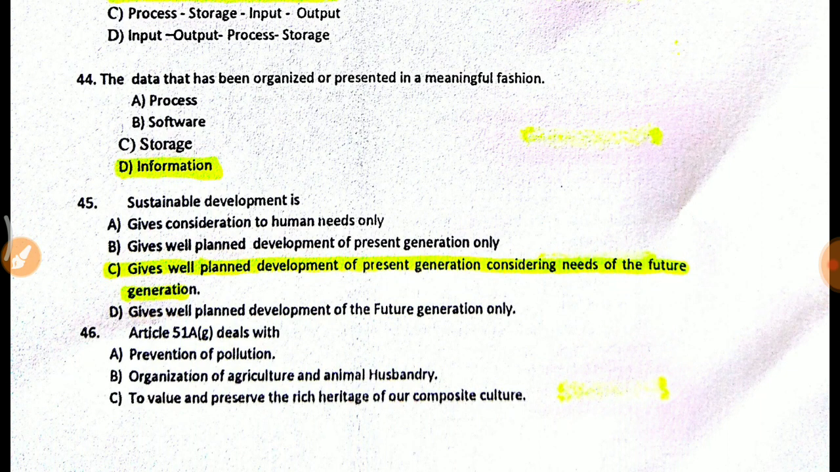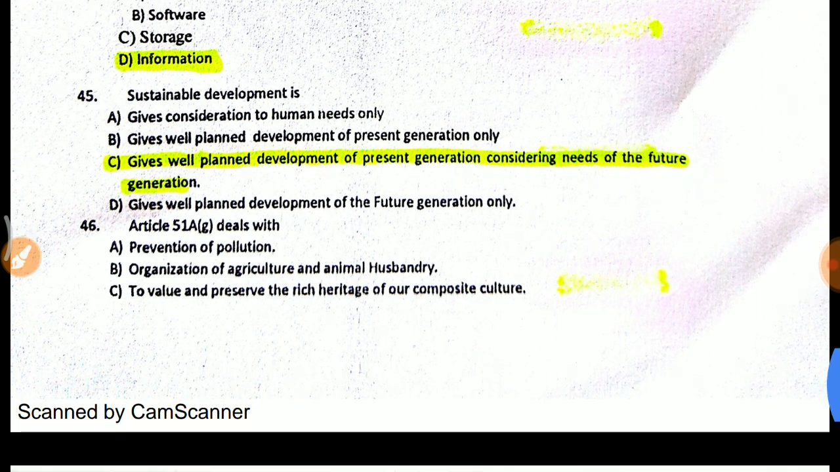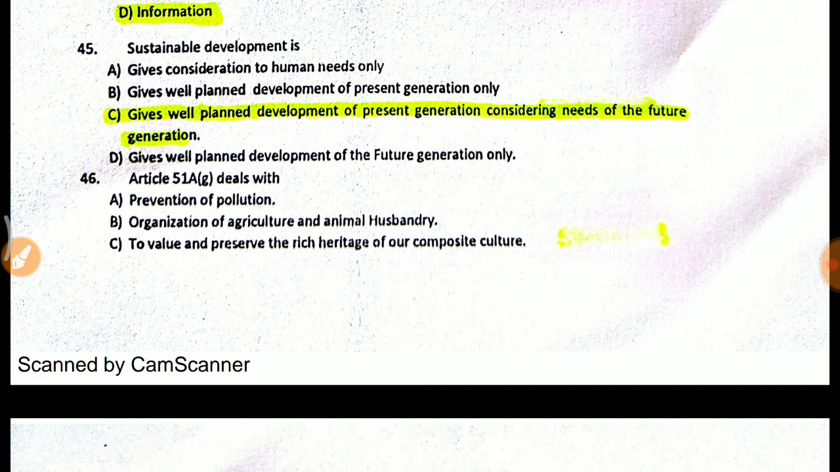44. The data that has been organized or presented in a meaningful fashion is information. The information is the data that has been organized or presented in a meaningful fashion. 45. We know that sustainable development gives a well-planned development of the present generation considering the needs of future generations. So the answer is C.